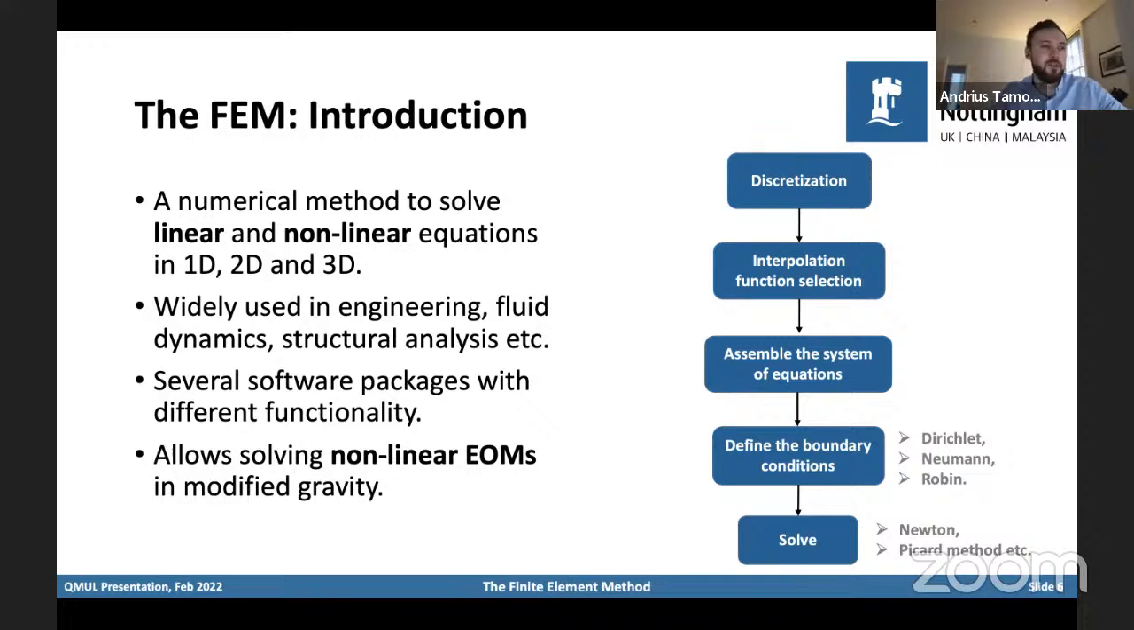And here you can actually use a variety of methods. This could be some classic methods like the Newton method, where you use the value of the function and or the derivative of the function at a particular point to find a solution, or the Picard iteration method, and so on.